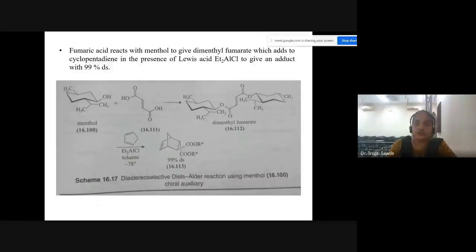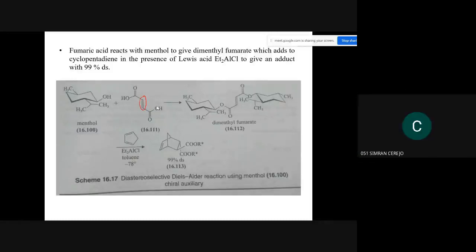Okay, first of all look at this dienophile. This is double bond attached to COOH. Is there any chirality in this dienophile present? नहीं, ठीक है, इसमें कोई भी chirality नहीं है. But is it prochiral? Yes, it is prochiral.